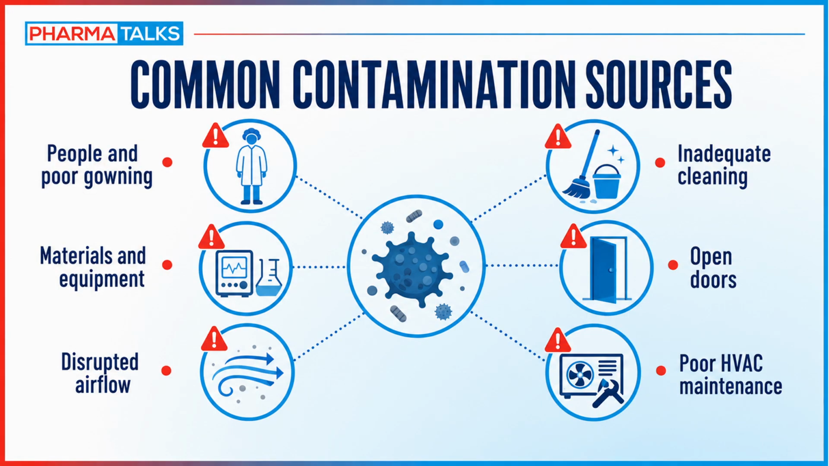Common contamination sources. People are often the largest source of particles and microorganisms in a cleanroom, especially when gowning or behavior is inadequate. Materials, equipment, disrupted airflow, poor cleaning, and open doors can also introduce or spread contamination. Inadequate HVAC maintenance creates an additional risk by affecting filtration, pressure, and environmental control. An effective contamination control strategy must identify and manage all of these sources as one integrated system.